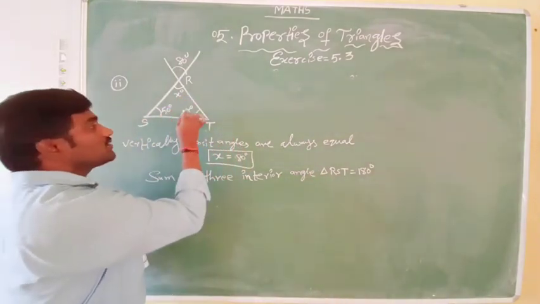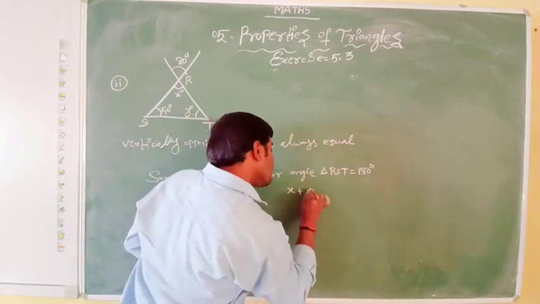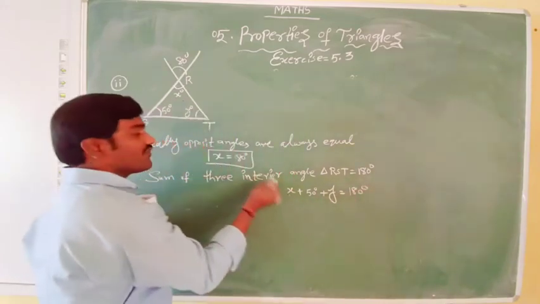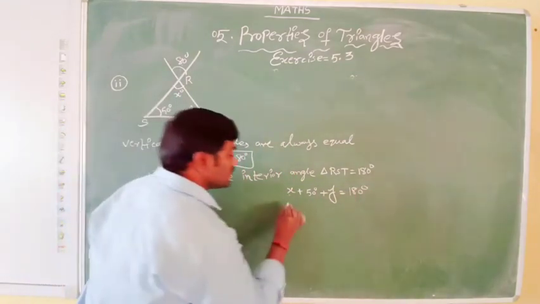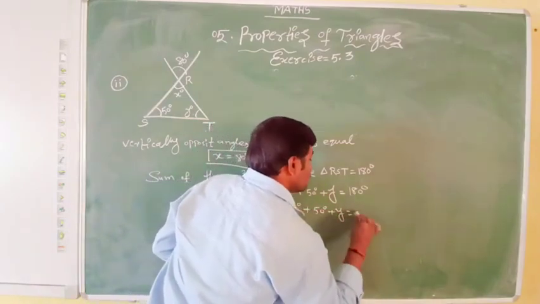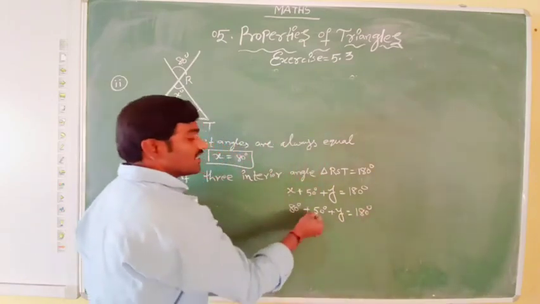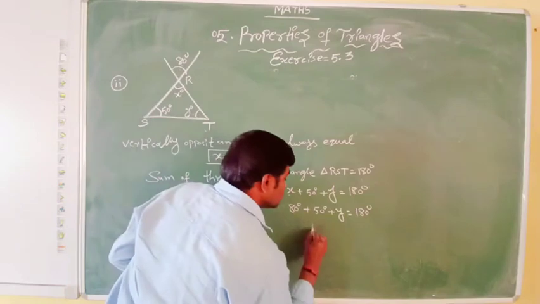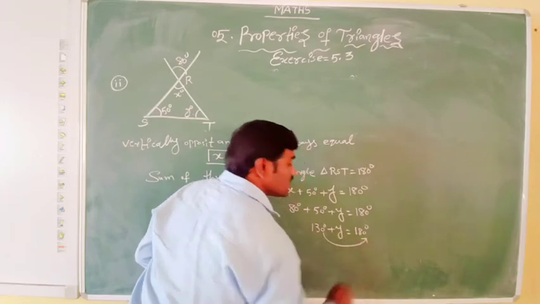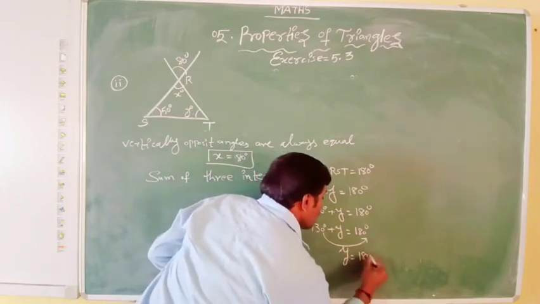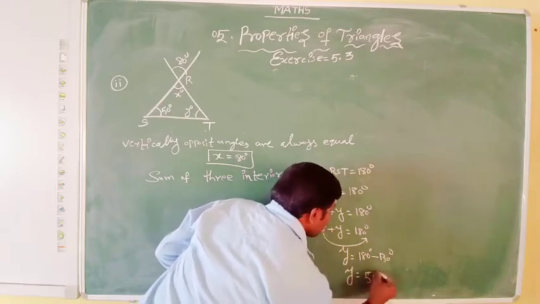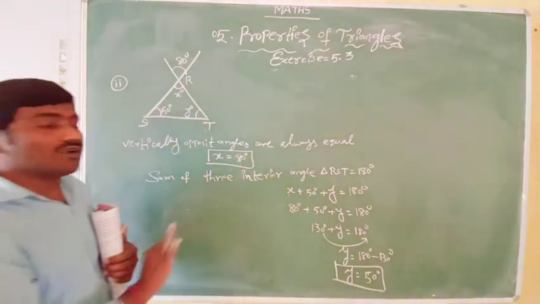So x plus 50 degrees plus y is equal to 180 degrees. We already know that x is nothing but 80 degrees. So 80 degrees plus 50 degrees plus y equals 180 degrees. 80 plus 50 is 130 degrees plus y equals 180 degrees. This 130 degrees you transfer to this side. y equals 180 degrees minus 130 degrees, so y equals 50 degrees. You got a clear answer, I think so.